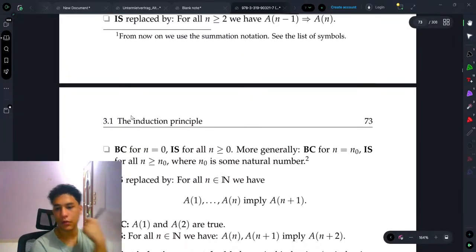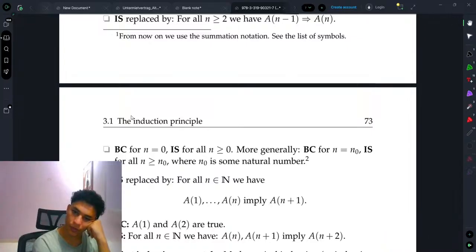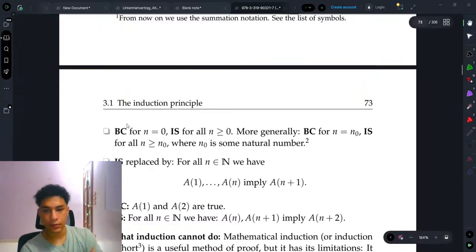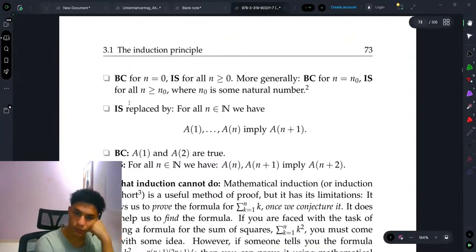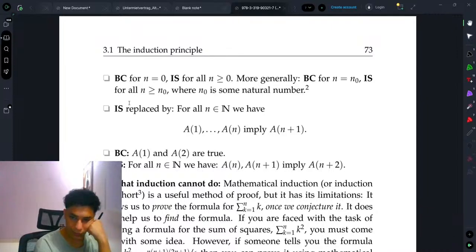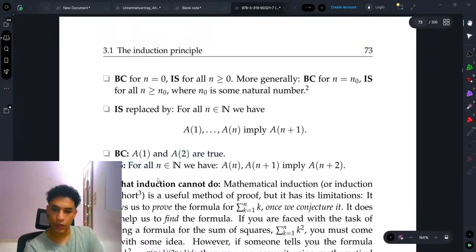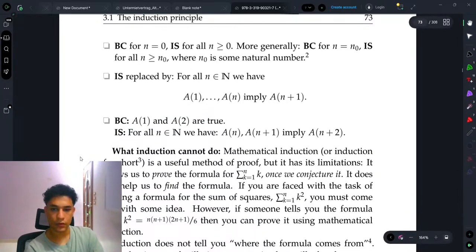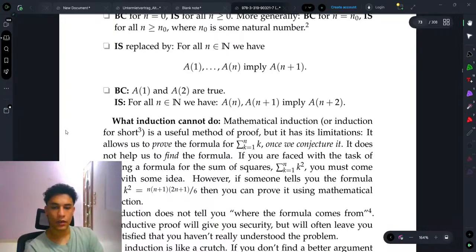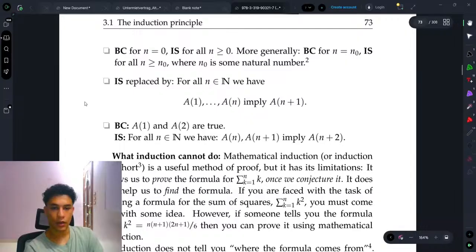Okay, let's move on. BC for n equals 0 is for all n greater than 0. More generally, BC for n equals n0 is for all n greater than n0, where n0 is some natural number. Is replaced for all n belonging to the natural numbers. We have a1 and a2 imply this BC, a1 and a2 are true. If for all n in the natural numbers, we have a(n+1) imply a(n+1+2).